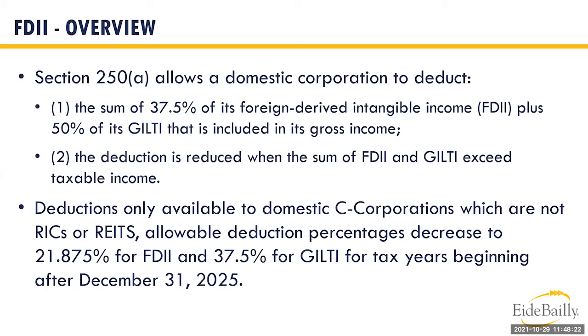export incentives. It's important also to note that any deduction that is generated through FDII can also be reduced when the sum of its FDII computed exceeds its taxable income, and we'll walk through an example of that later, just to demonstrate how the deduction is sort of haircut when there's not enough taxable income. You won't get FDII driving you down certainly to an overall loss. To reiterate again and again, deductions for FDII are only available to domestic C-Corps. They cannot be RICs or REITs.